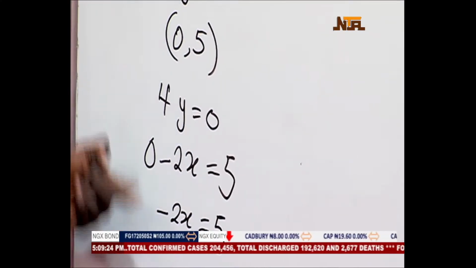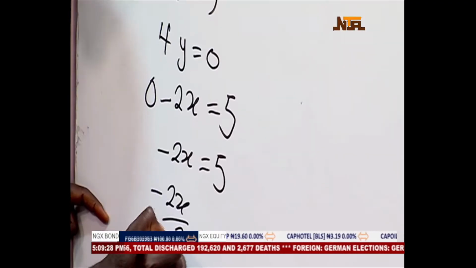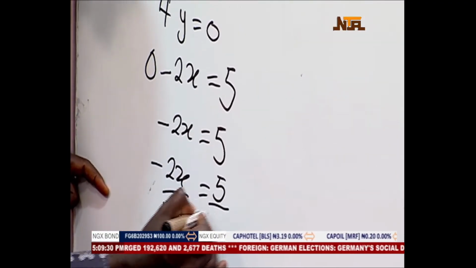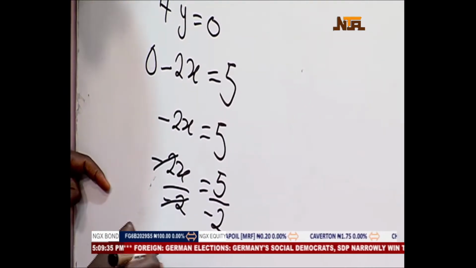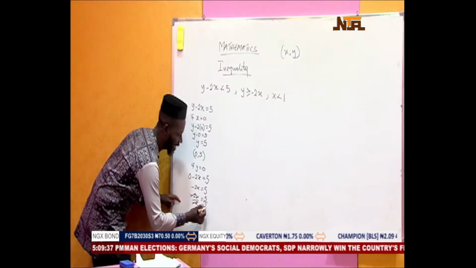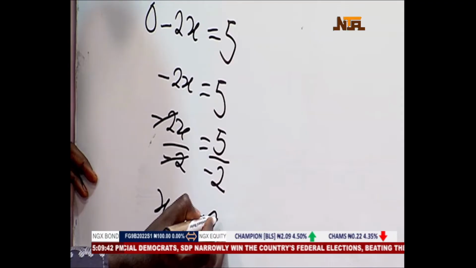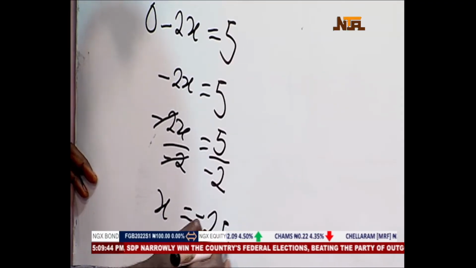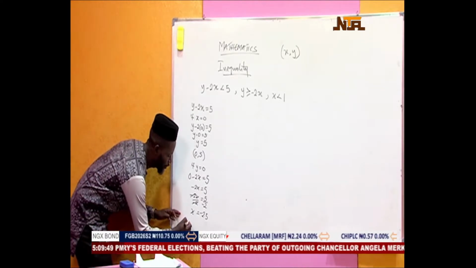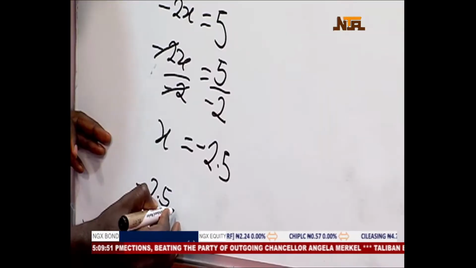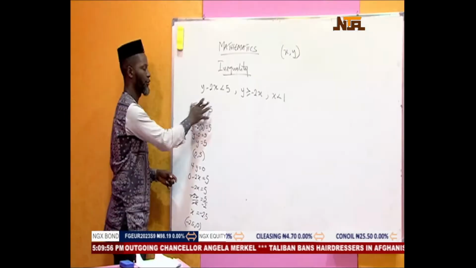Now divide both sides by minus 2. So we have minus 2x divided by minus 2 is equal to 5 divided by minus 2. Now minus 2 cancels minus 2. So we have x is equal to minus, how many 2s in 5? That is 2, remainder 1, that is 1 over 2, which is the same thing as 2.5. Now for the second coordinate, we have minus 2.5, 0. So these are the coordinates for the first one.